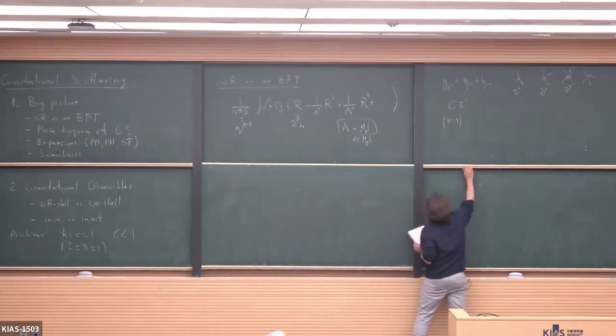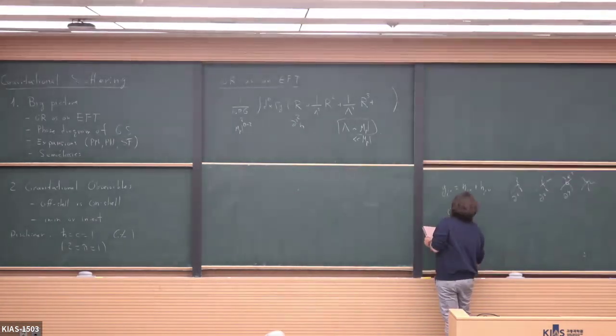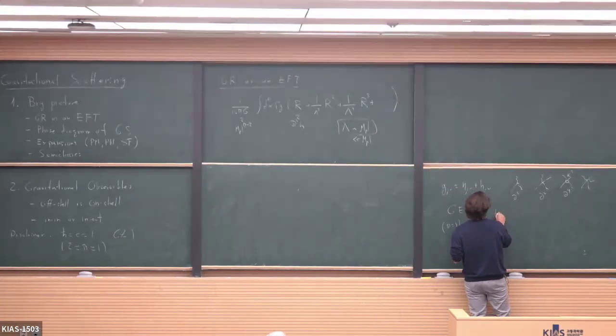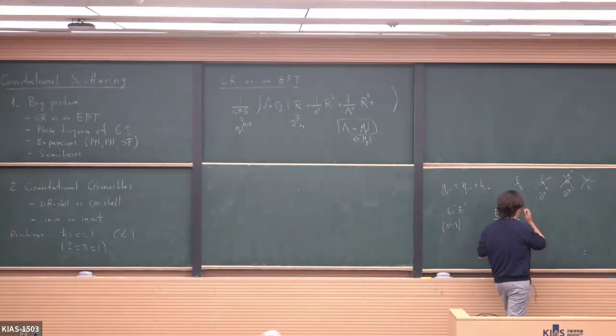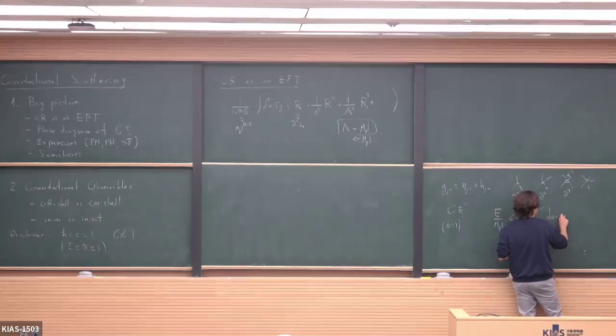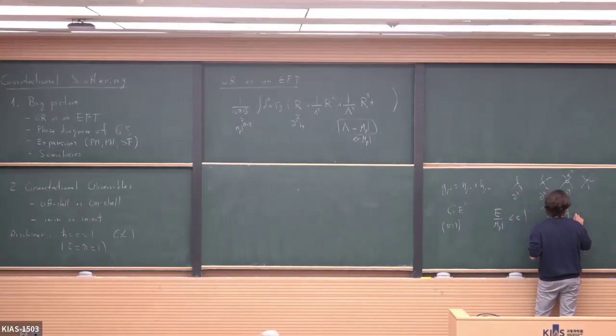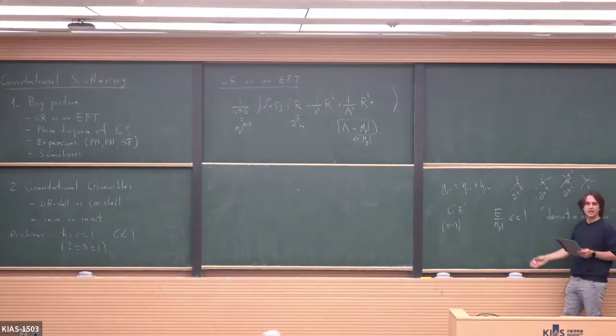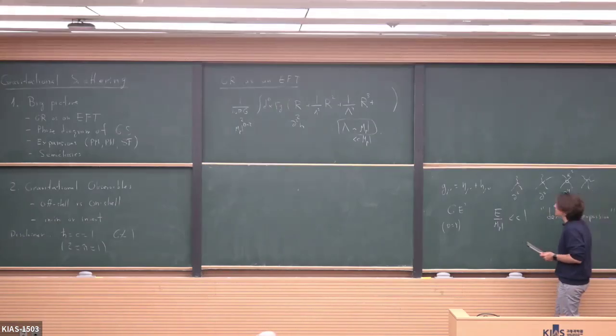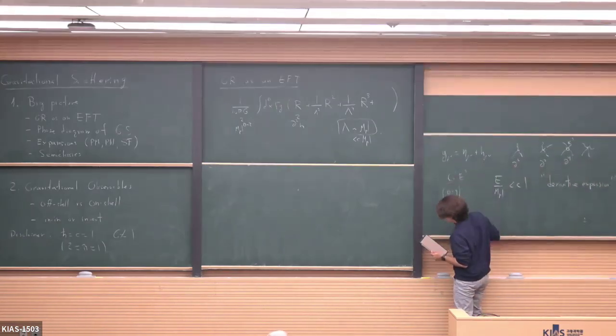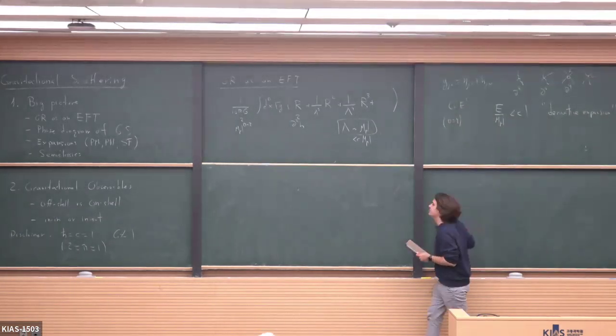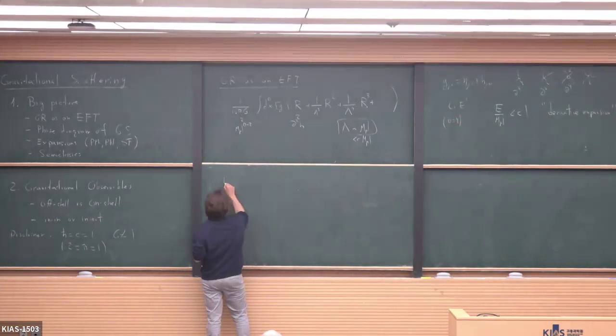Let me write it down, because I didn't write it. What we have is E over M Planck is smaller than 1, so this is called a derivative expansion. This is similar to pions. In pions, we also expand in energy over f pi, or over the cutoff of the EFT, which is much smaller than f pi. Okay, so let's power count.